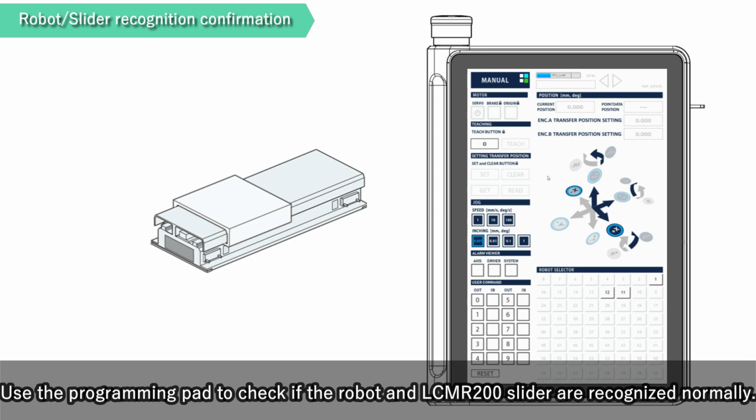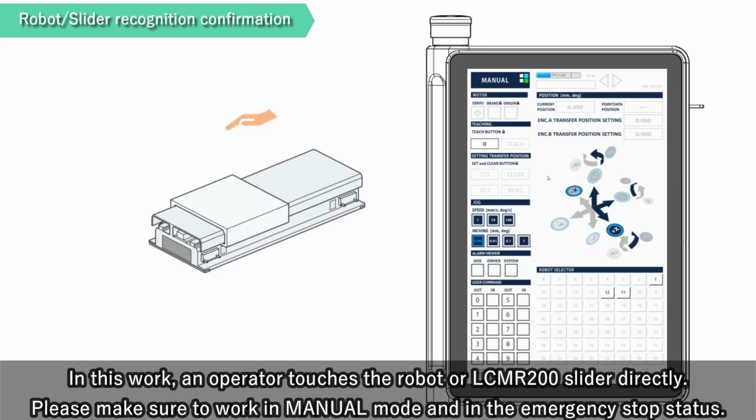Use the programming pad to check if the robot and LCMR200 slider are recognized normally. In this work, an operator touches the robot or LCMR200 slider directly. Please make sure to work in manual mode and in the emergency stop status.